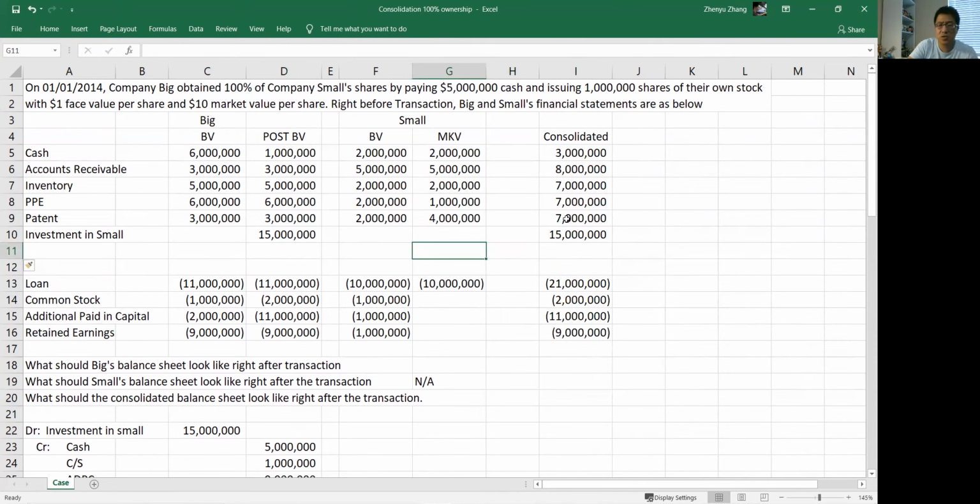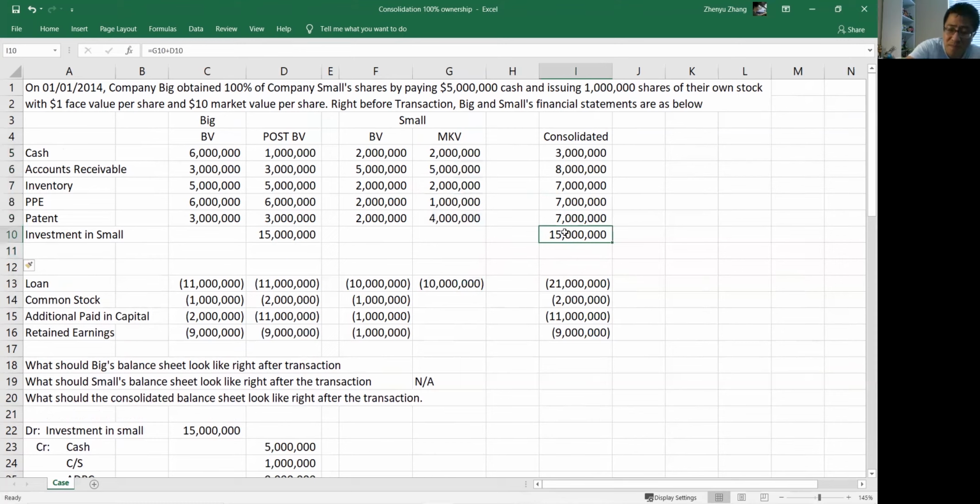So let me ask you this question. We are saying that, basically, company Big pays everything for Small, from their own perspective. Let's take a look at this. The total market value of company Big's assets is how much? 14 million. And the market value of the liabilities is 10 million, which tells us that, market value wise, the net value of Small is 4 million.